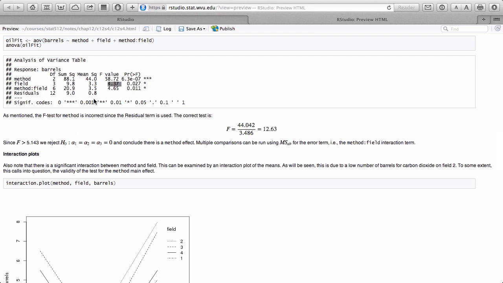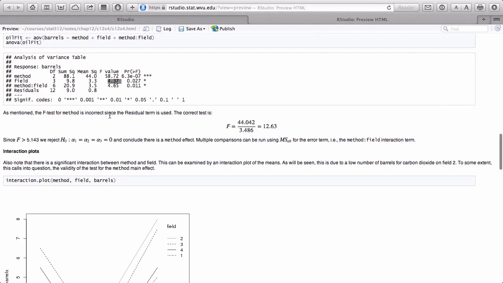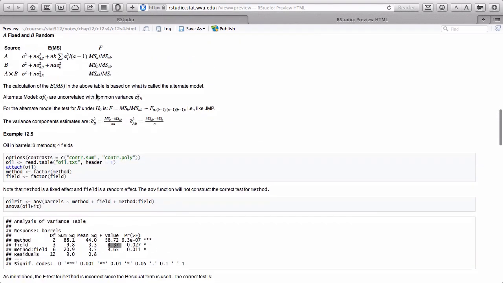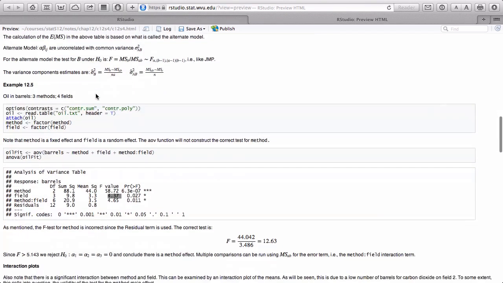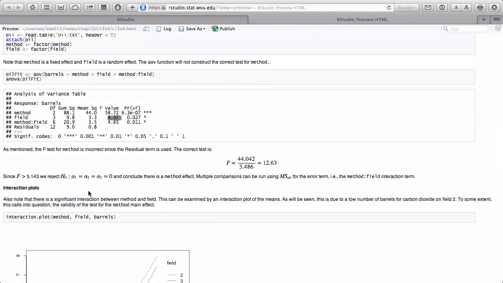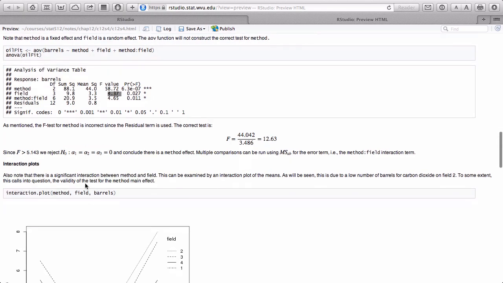So notice the residual variation is 0.8, and if I wanted the interaction variation, I would say 3.5 minus 0.8 divided by n. And what is n? I forget what n is. But at any rate, there is a difference.